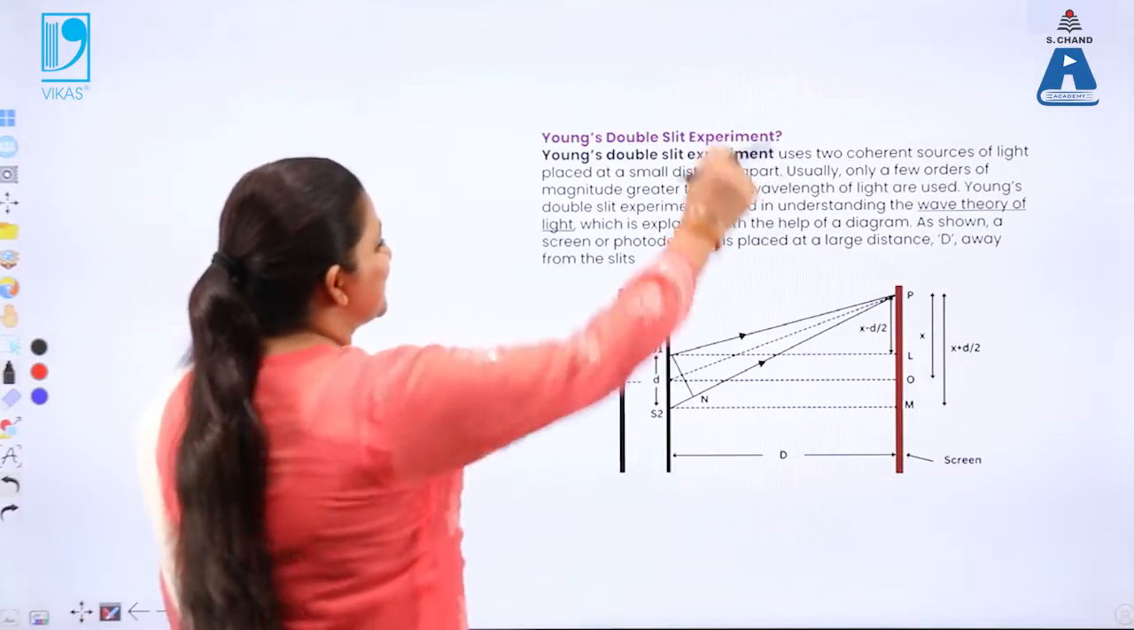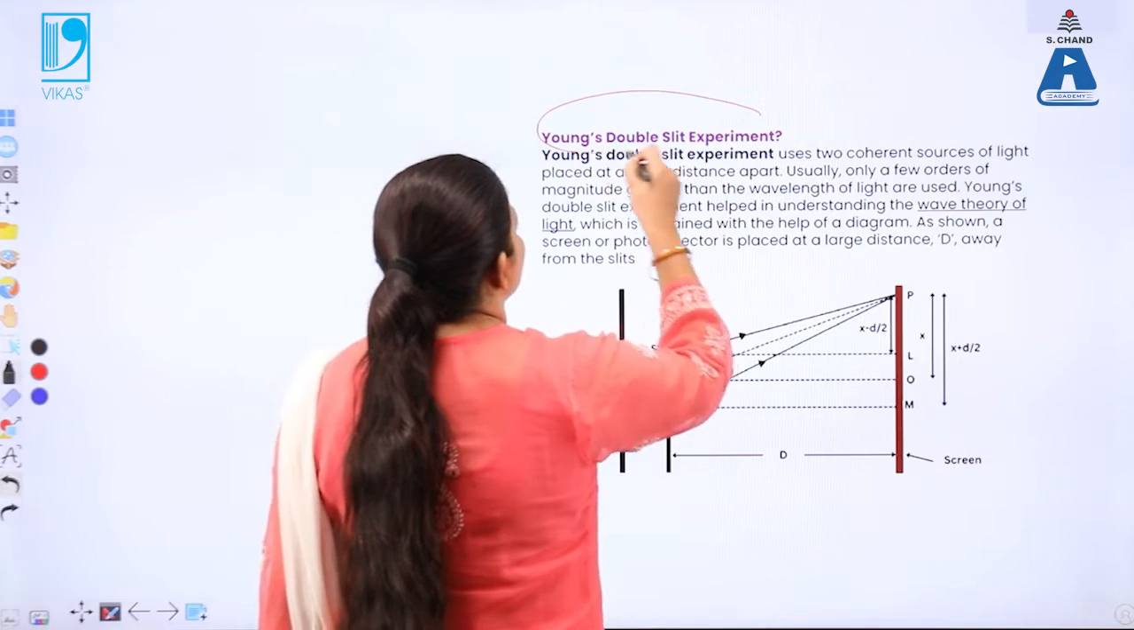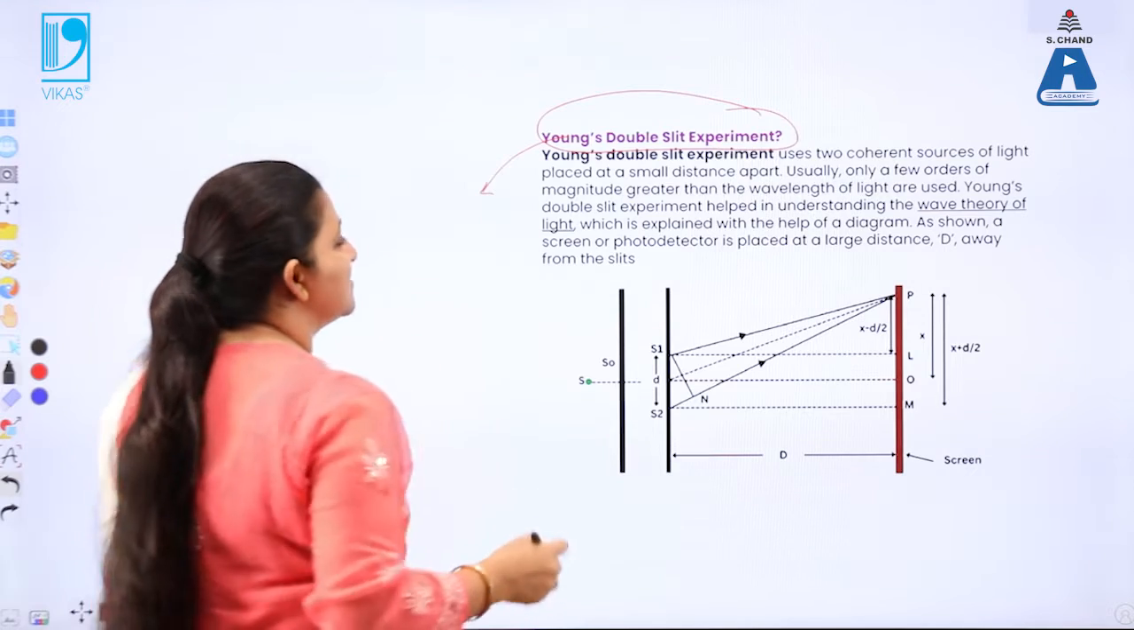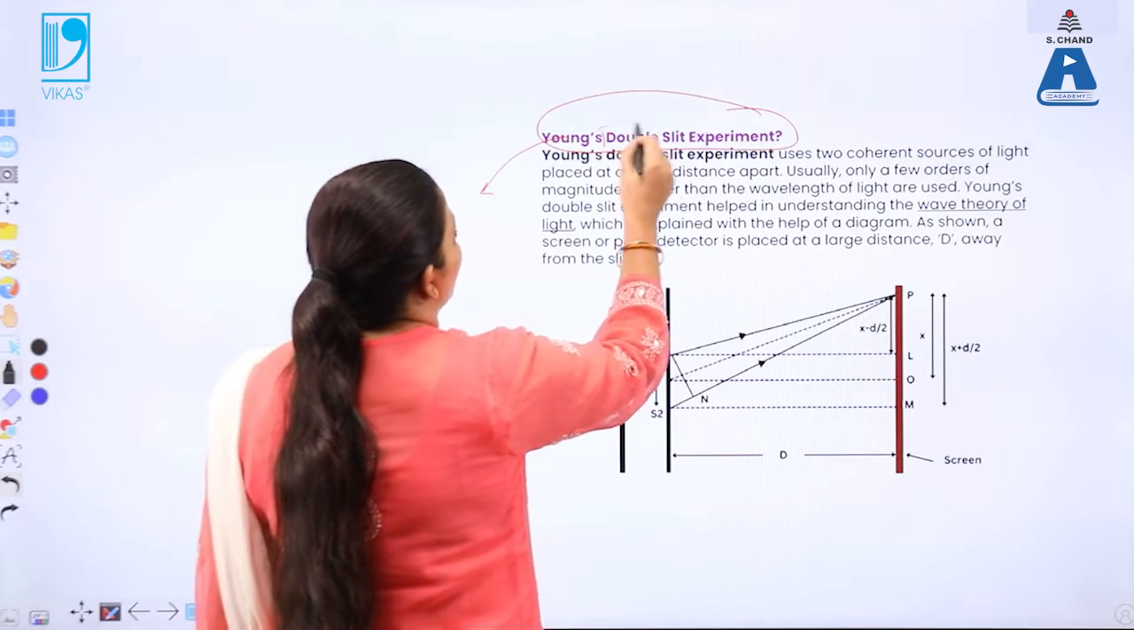Now Young's double slit experiment. From its name, firstly it was discovered by Young. Then what is the meaning of double slit?